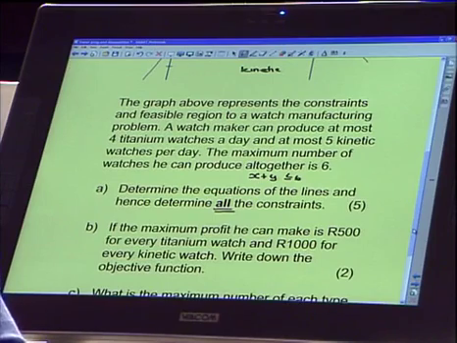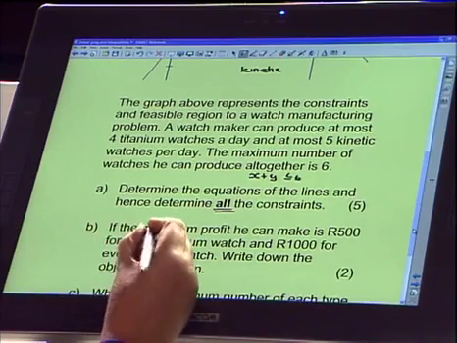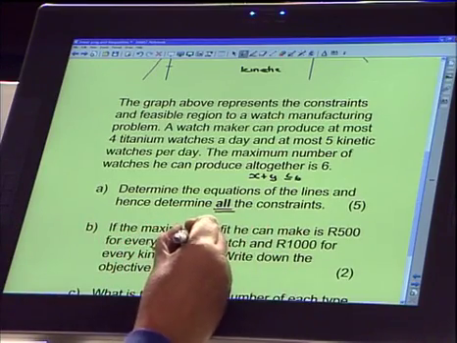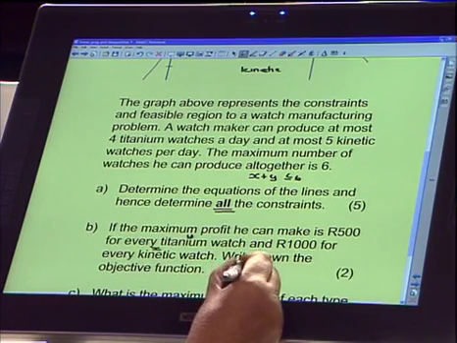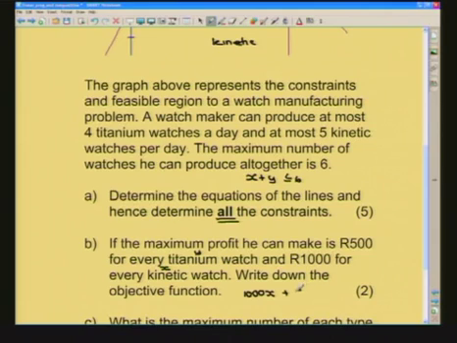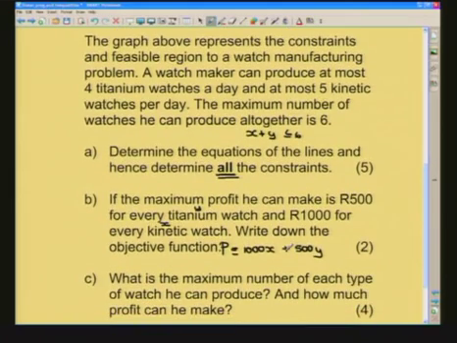Now it says, if the maximum profit he can make is 500 Rand for every titanium watch and 1,000 Rand for a kinetic watch, write down an objective function. Now what have we done? We've called the kinetic x and the titanium y. So that means he makes 1,000 on every x and he makes 500 on every y. And this would be the profit equation. So that's easy enough to write. You can use the table to get it out.